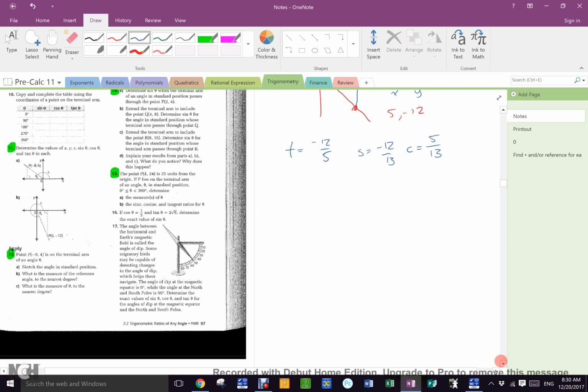12. Negative 9, 4. I want the angle in standard position. I want the reference angle. And I want theta. Can everybody do it? Or should I? It'll take me 2 seconds. I don't mind. You want to see it?